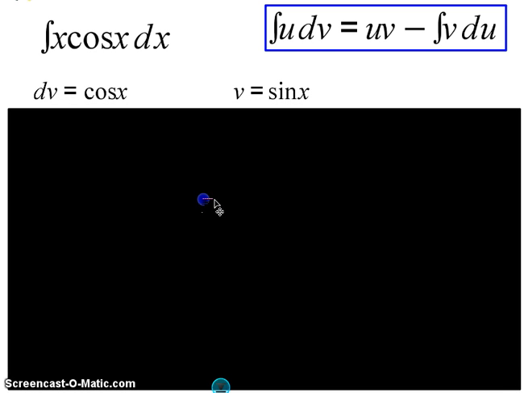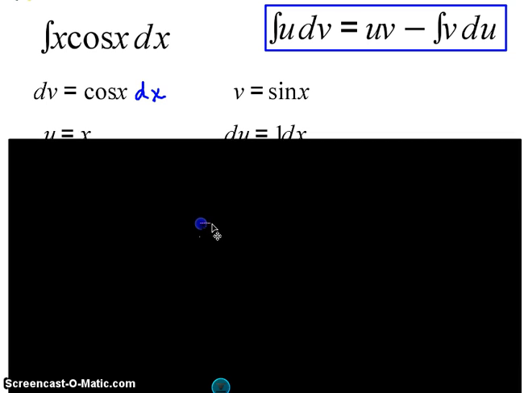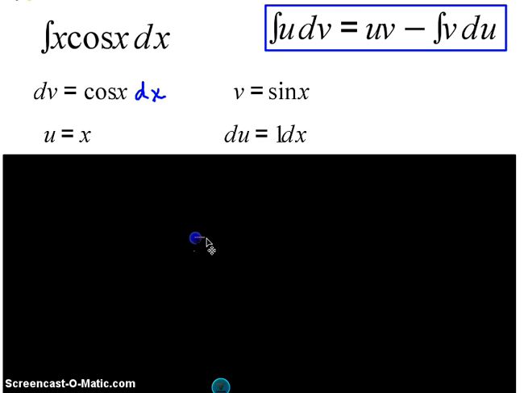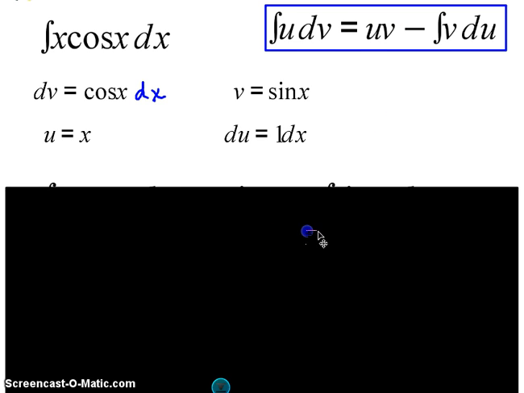If you selected your dv to be cosine x, you would be correct. Now taking the integral of dv, I'm sorry, there should be a dx right here as well. We have sine x. So our u is going to be our x. Now when we take the derivative of our u, it becomes simpler. It becomes 1 dx. Now we're going to apply the formula.